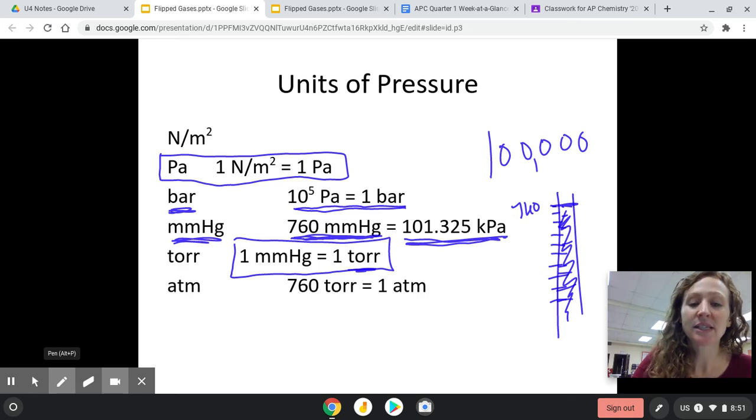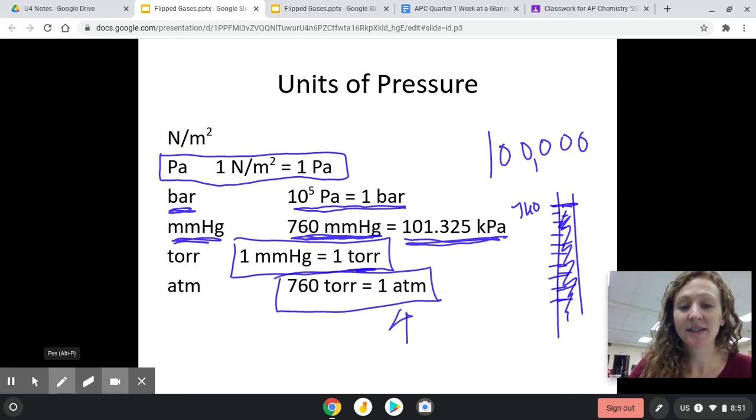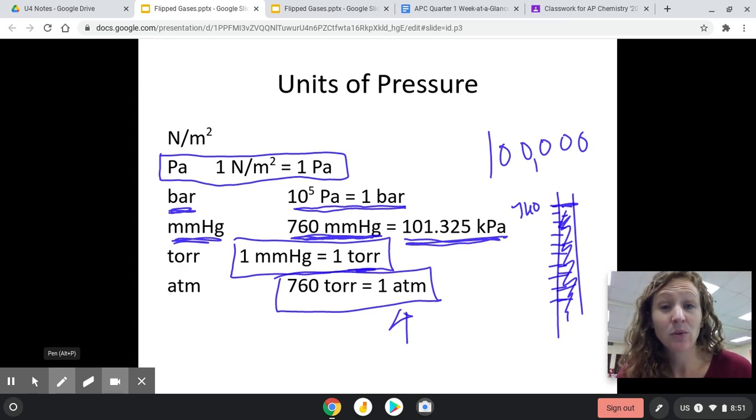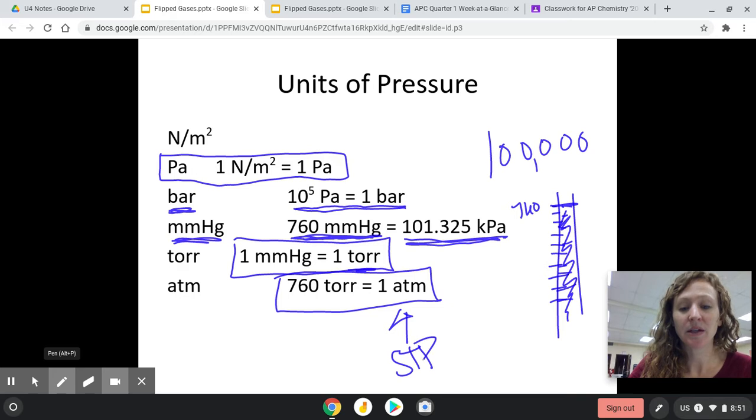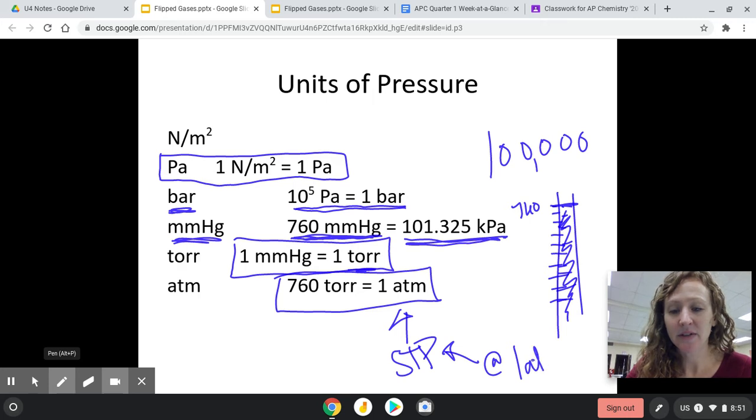So 760 torr is 1 atmosphere. And this is the unit that we've been talking about this whole time for STP. STP, the P for STP is at 1 atmosphere.